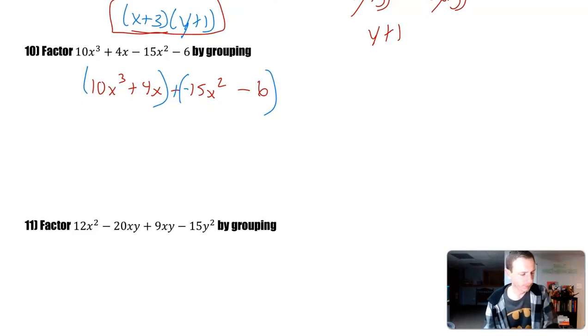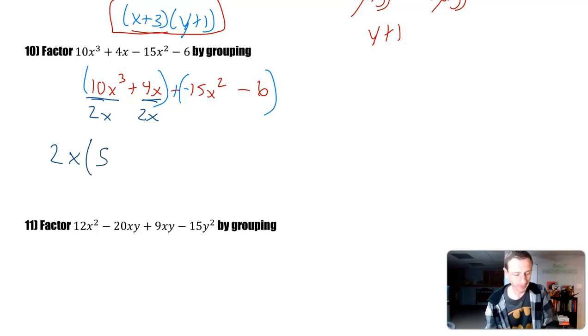So we're going to group the first two, group the second two, and we're going to look to factor. So factor each. I have a 10 and 4. I could take out a 2. So 2 goes into 10, 2 goes into 4. And then I could take out an x, because x and x to the third have at least an x in common. So I'm going to take out 2x.